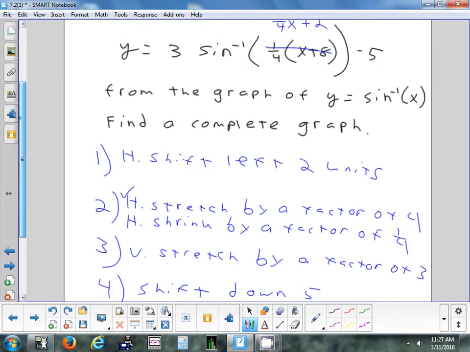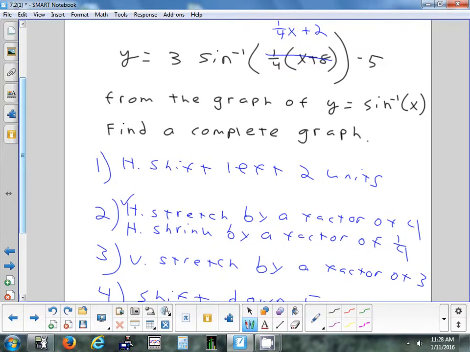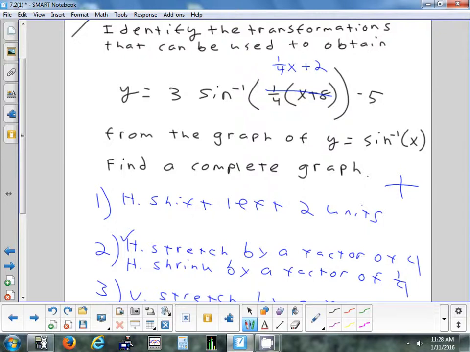Now, what would happen if 1/4 was a negative? We've talked about it, but we didn't do it today. Flip in the x-axis. So if 1/4 is negative, that's your horizontal. It would flip it horizontally. So that would flip it over the y-axis. If the 3 is negative, that's going to flip it vertically. That flips it over the x. Okay. So any questions on the reflections? So other than stretching and compressing, they can cause flips over x or y.